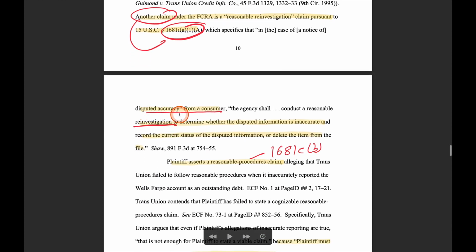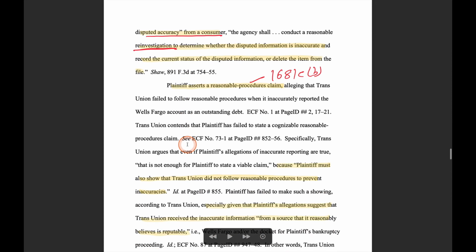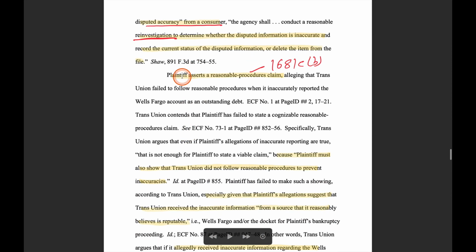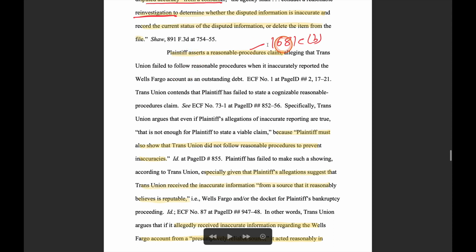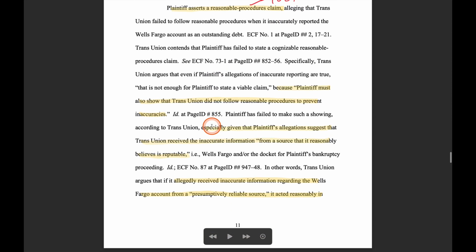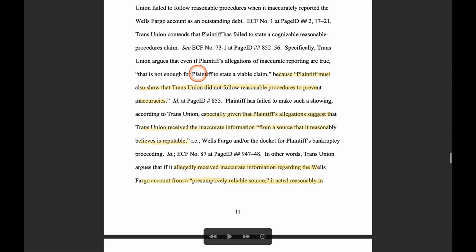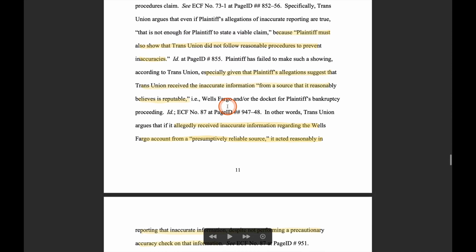So, disputed accuracy from a consumer, the agency, talking about the credit bureau, shall conduct a reasonable reinvestigation, determine whether the disputed information is inaccurate, and record the current status of the disputed information or delete the item from the file. So here the consumer only asserts this claim. And TransUnion says, well, it's not enough because the plaintiff must also show they did not follow reasonable procedures.